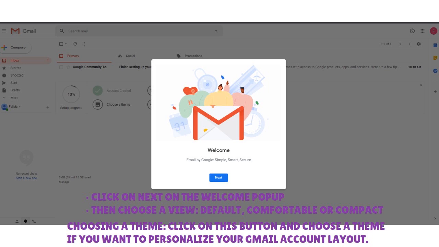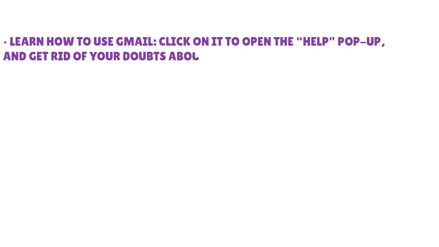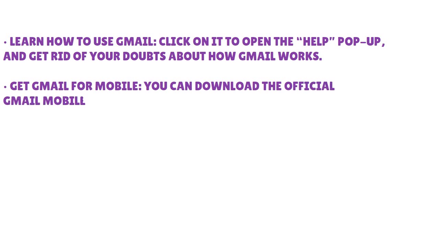Think about theme personalization. So basically, you want to learn how to use Gmail. Click on it to open the help pop-up and get rid of your doubts about how Gmail works. Get Gmail for mobile: you can download the official Gmail mobile app by clicking on this option. You also have another section.